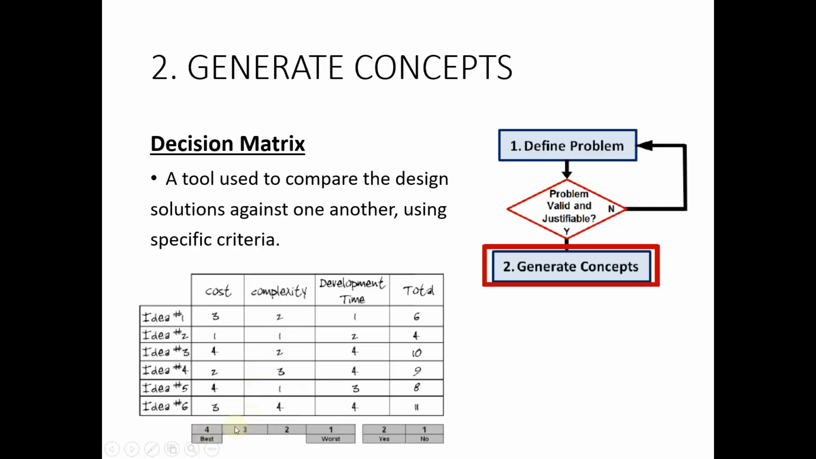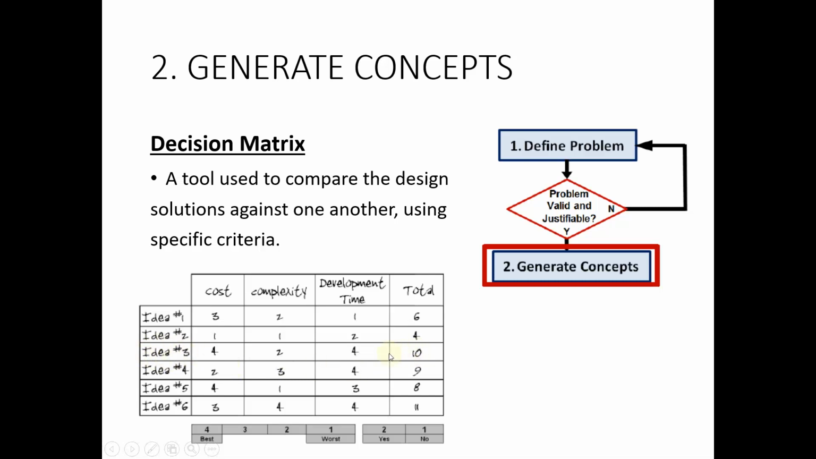So based on this ranking system, we rank each of these ideas for the 3 criteria mentioned here. You can see the numbers represent the ranking system. Then we add all these numbers together and finally we get a score. The idea or the design solution which has the highest score is selected first.